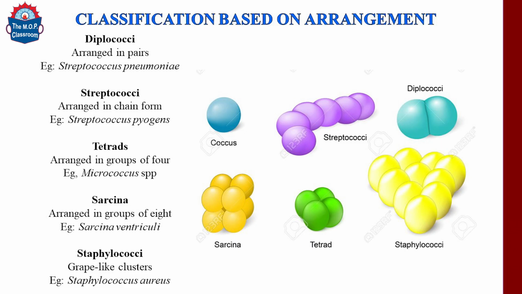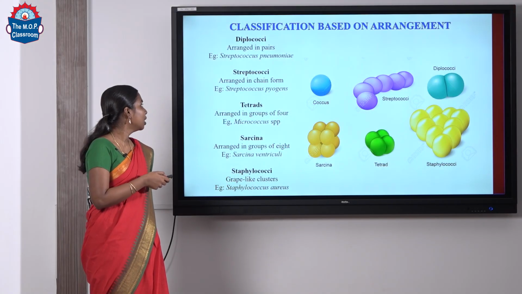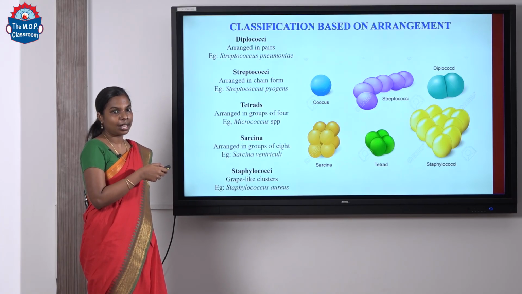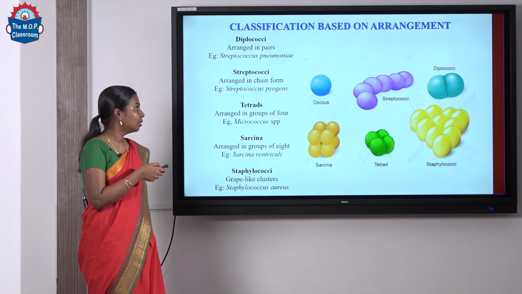The fourth one is classification based on arrangement or how they appear in nature. The first one is called diplococci. Di means two, so they appear or occur as pairs.